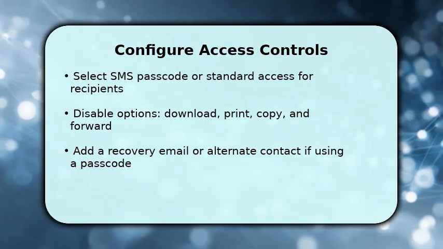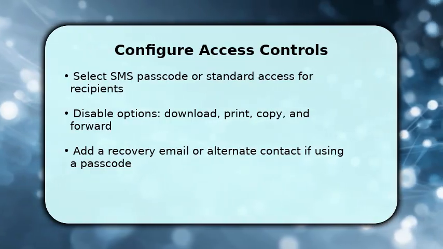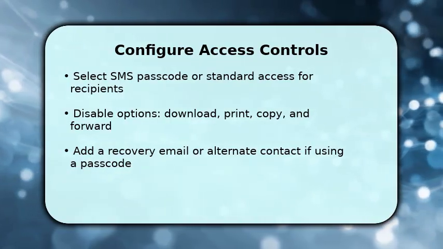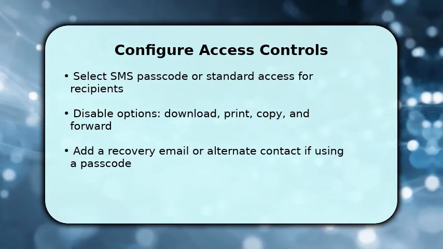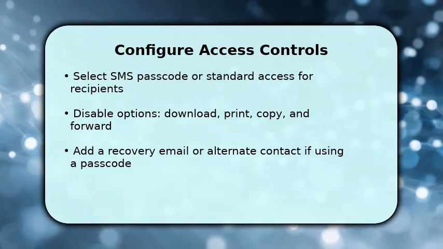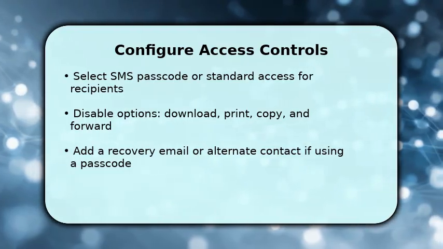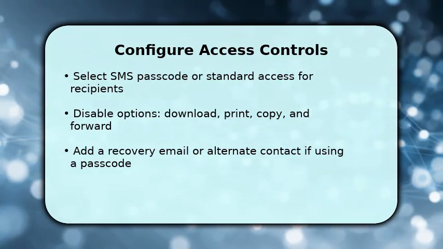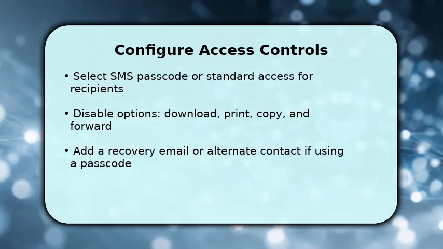Now you fine-tune permissions so the recipient sees only what you intend. If you pick SMS passcode, enter the recipient's phone number and confirm the country code. They'll receive a one-time code to open the message. If you choose standard access, make sure to toggle off download, print, and copy to limit data leakage.